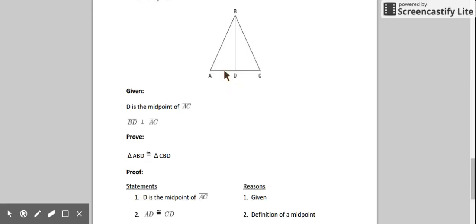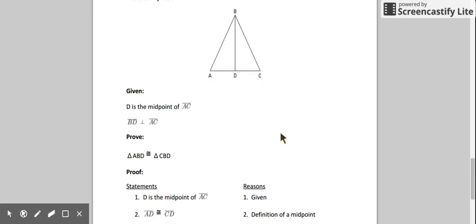So I could put a little hash mark symbol telling me that the two segments are congruent, and then I can write that statement. I know that segment AD is congruent to segment CD, and my reason is because I was told that D was a midpoint. So because of the definition of a midpoint, because I know D is in the middle of AC, I know it was broken up into two congruent segments.